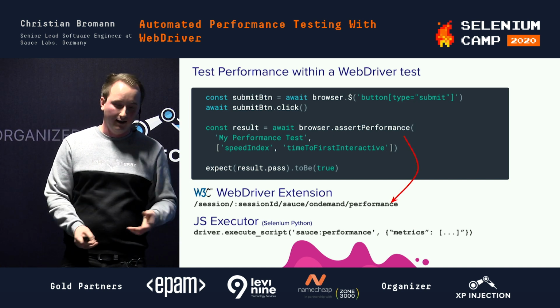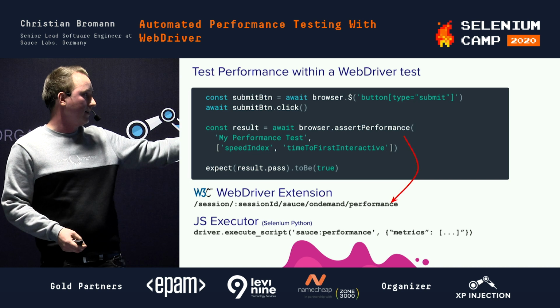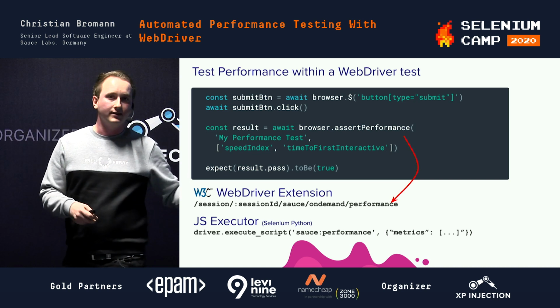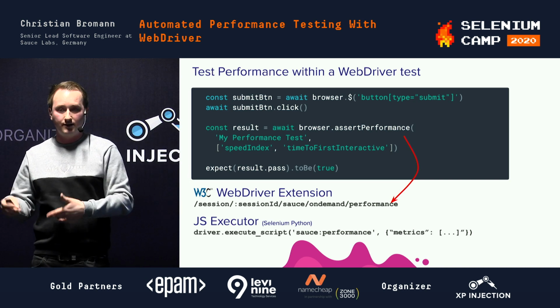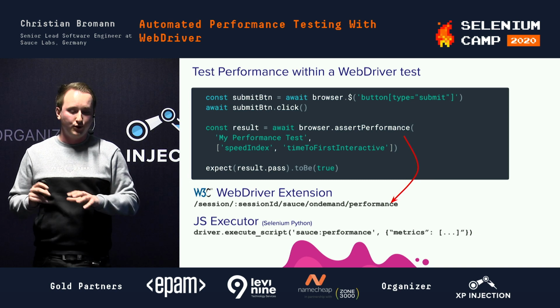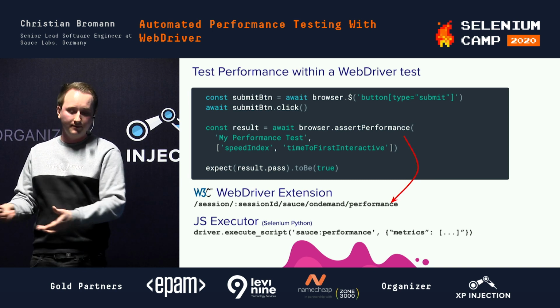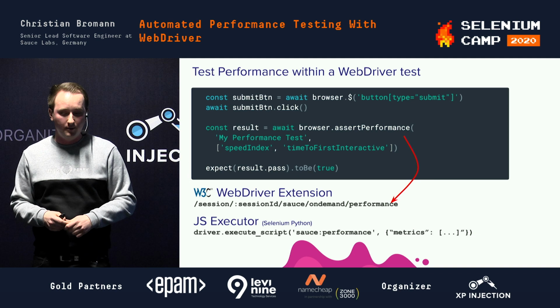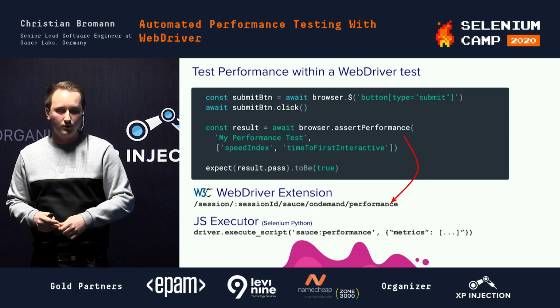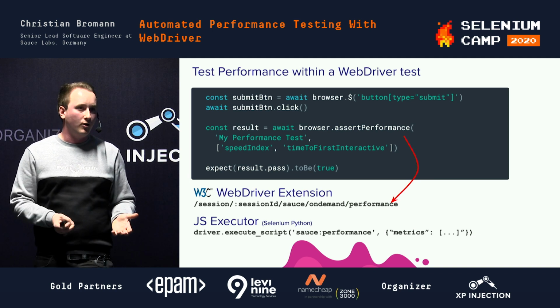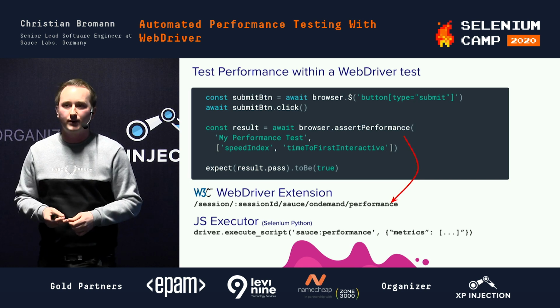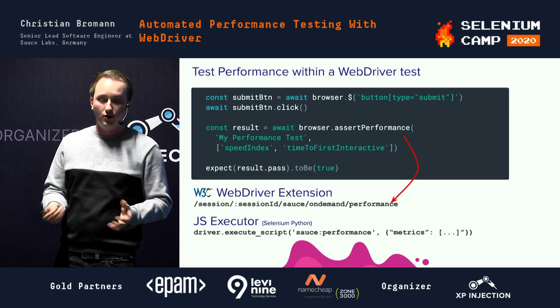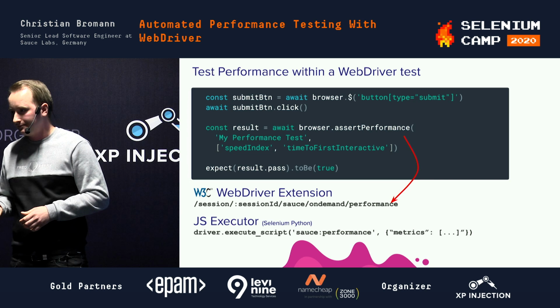If you don't have that, you can always go the route of using the execute script and use the JavaScript executor, where you just put a script that says source : something. In this case, the command is called performance, and you pass in the arguments. So with that, you can test performance with all the frameworks that you currently use, as long as they support WebDriver.